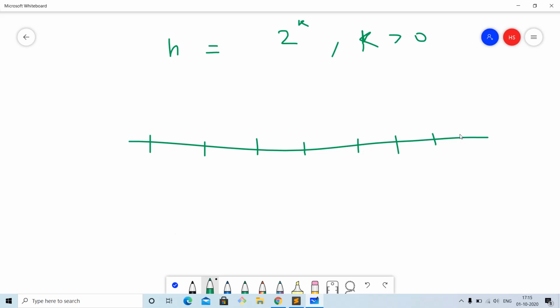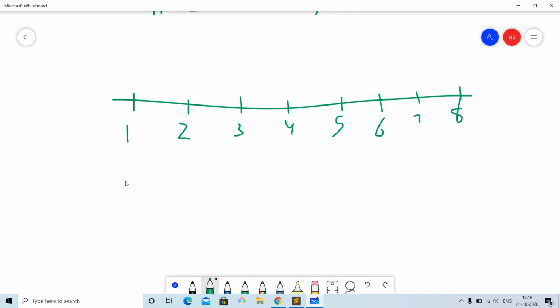So this is our array: 1, 2, 3, 4, 5, 6, 7, 8. Now what we can do is take two pairs starting from the first pair. We can take the consecutive pairs: 1 and 2, then 3 and 4, then 5 and 6, and then 7 and 8.